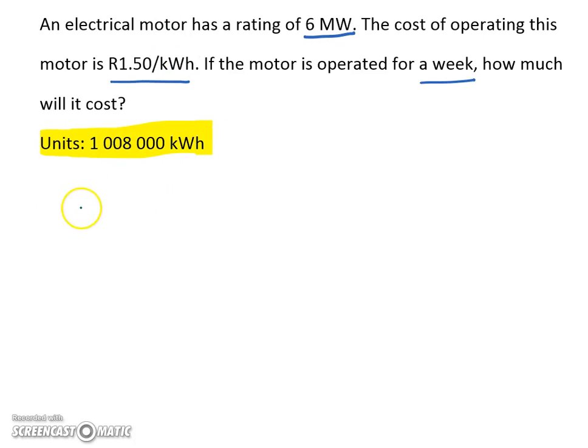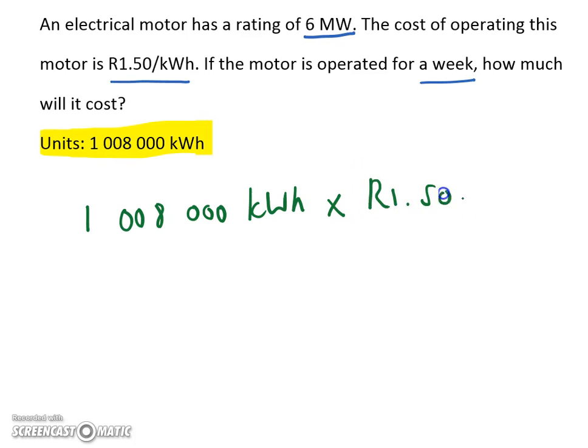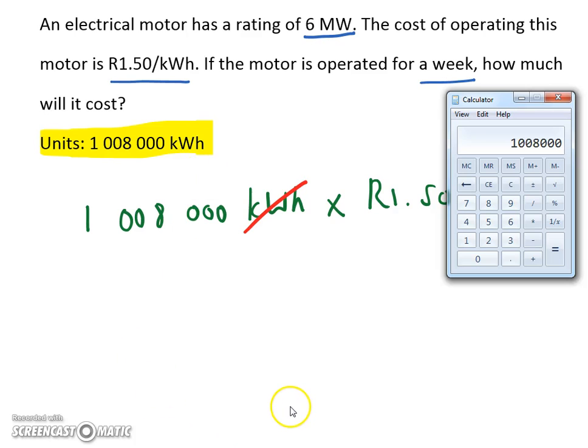So we have the units, that's 1,008,000 kilowatt hours times R1.50 per kilowatt hour, and that means that these units will cancel out, and then we just need to again call on our friend Mr. Calculator, and we multiply that by R1.50 per kilowatt hour, and that's 1,512 million rand.